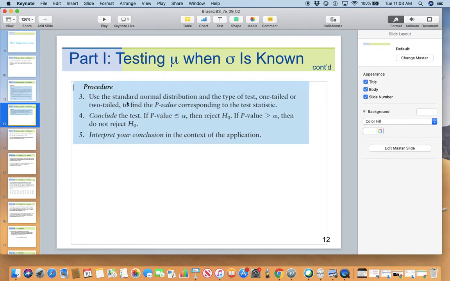Now, use the standard normal distribution and the type of test, either it is one-tailed or two-tailed, to find the p-value corresponding to the test statistic. Conclude the test. If p-value is less than or equal to alpha, then reject H naught. If p-value is greater than alpha, then do not reject H naught. Interpret your conclusion in the context of the application.